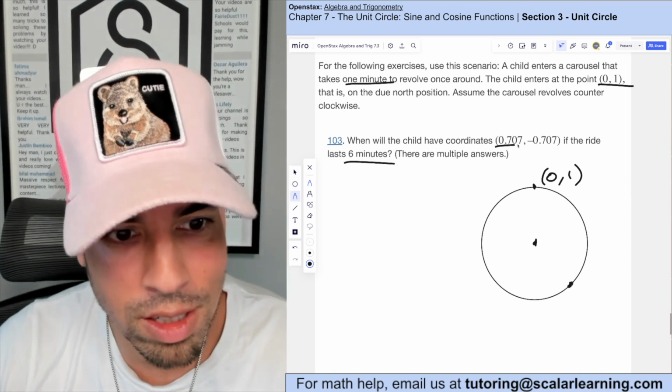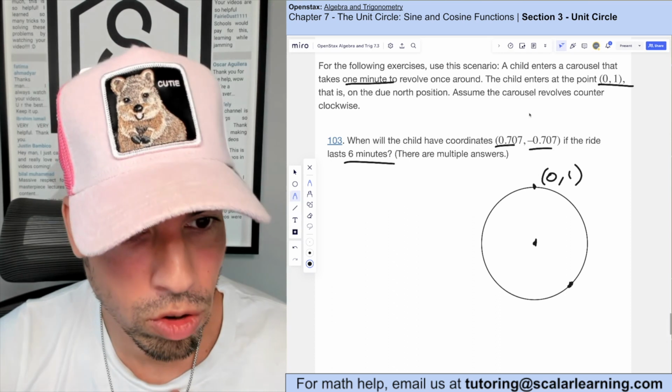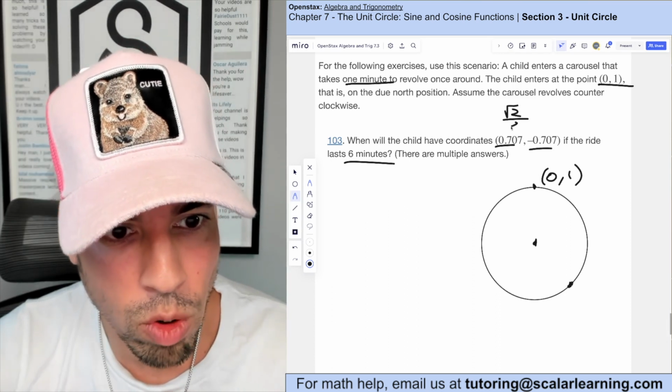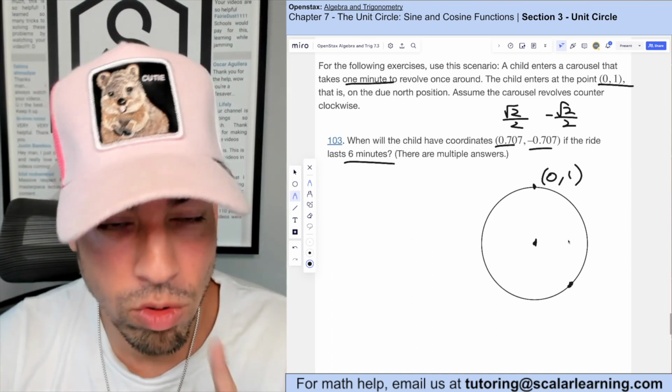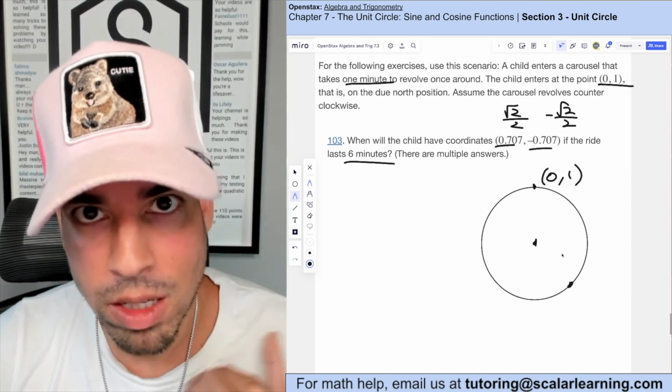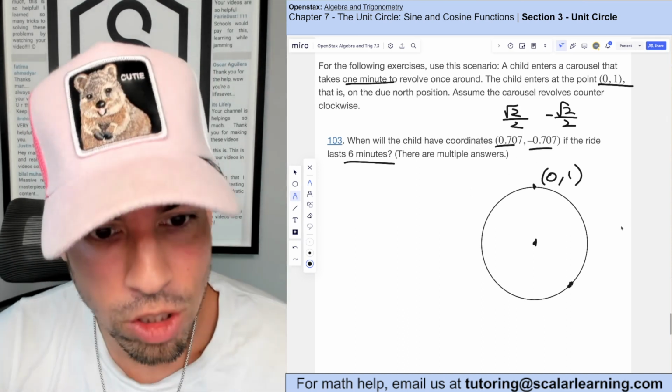By the way, just as an aside, these values are on the unit circle. These values are root 2 over 2, negative root 2 over 2. We're not going to get into where that is on the unit circle just yet, because that will also be another way to hack this solution. But let's just keep that in mind.